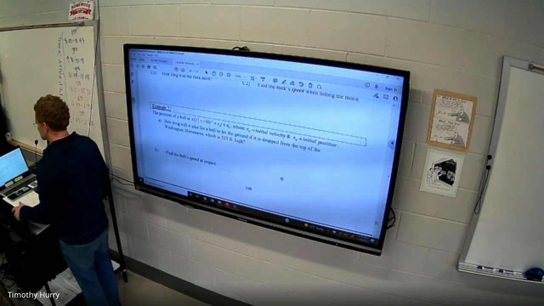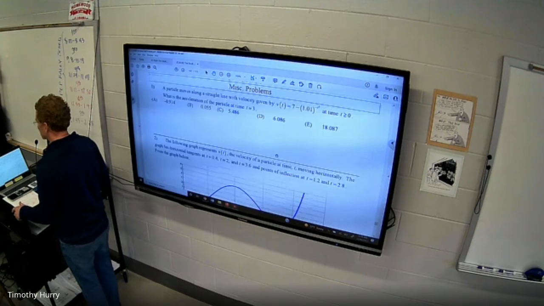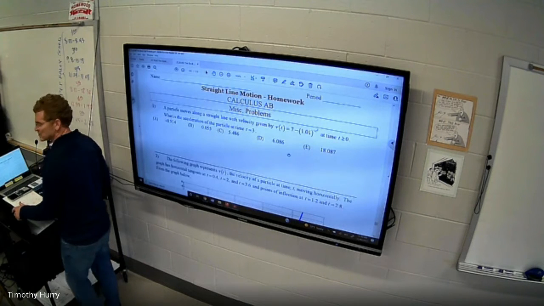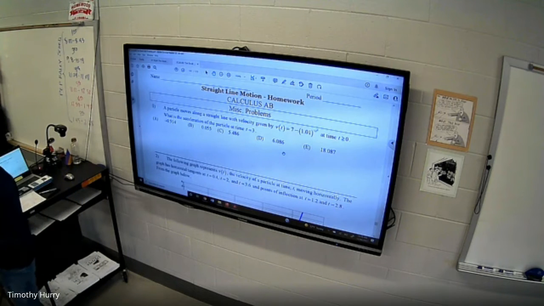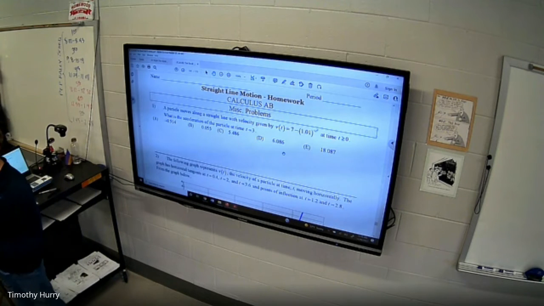Let's jump to something else. I want to jump to number 1 right here. This is on page 109, so this is in the homework. If you did the homework already, that's awesome. I'm very impressed if you were able to get through it. If you were not, I totally understand because we hadn't talked about much. So let's look at number 1, and I want to do this with my calculator.